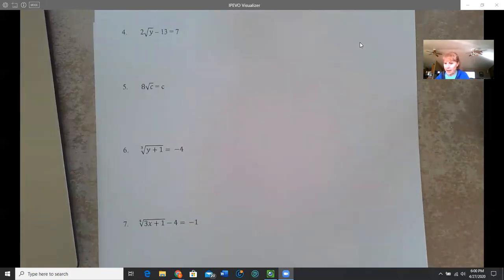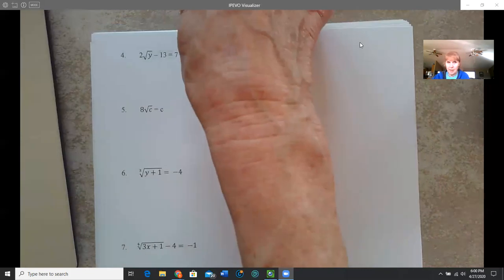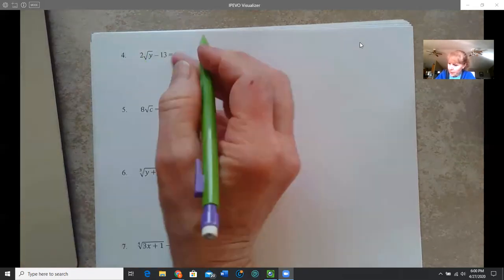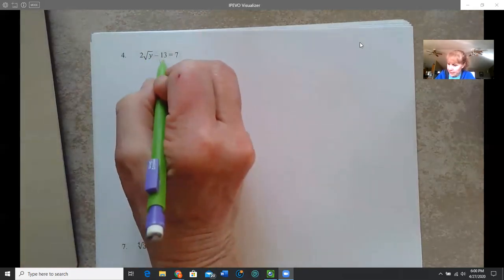Let's go ahead and look at this next one here. Now, again, just like what we did before, we're going to get the square root by itself. Now, here, we're going to add 13.